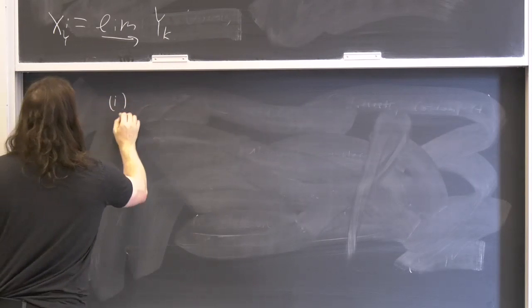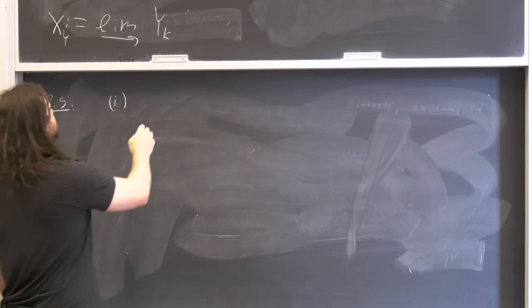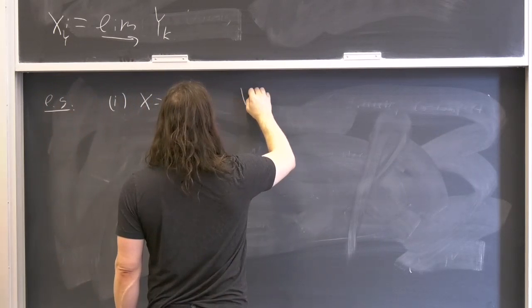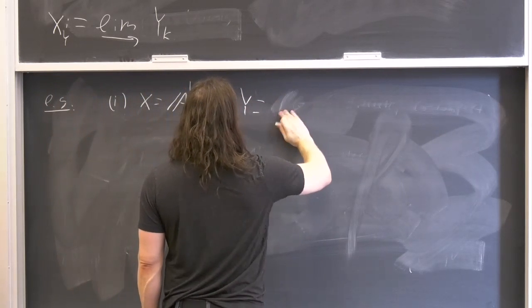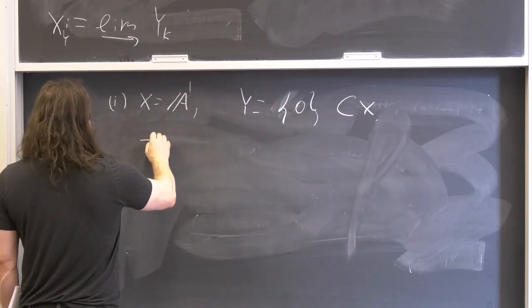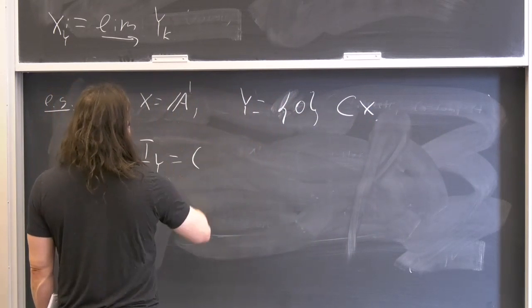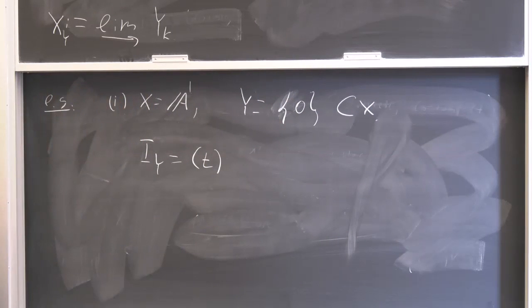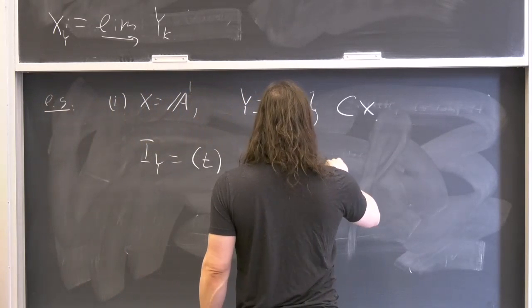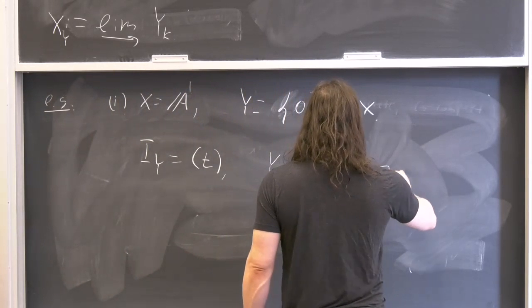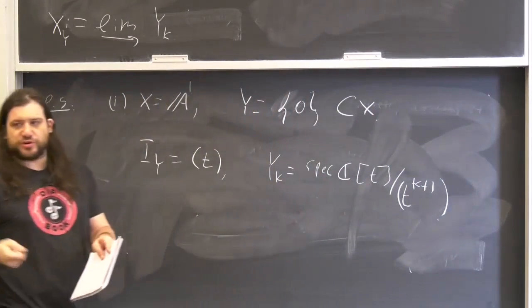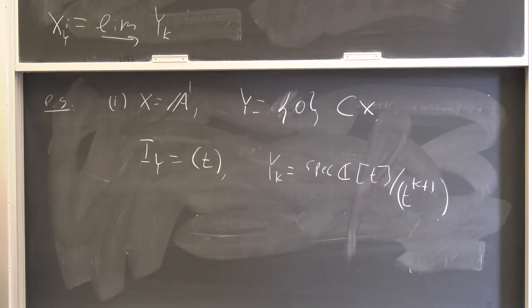We have two examples, one sort of more straightforward, the other one a little bit trickier. So if X is affine space, and Y is a point, 0, then I_Y is just the ideal generated by a coordinate here, let's say T. Y sub k, you can think of as the spec of C adjoin T mod T to the k plus 1. So we have up to order k infinitesimal information.